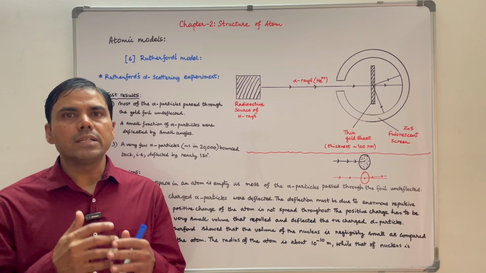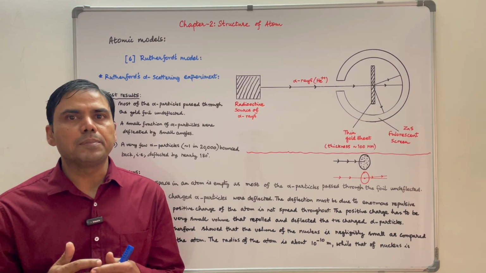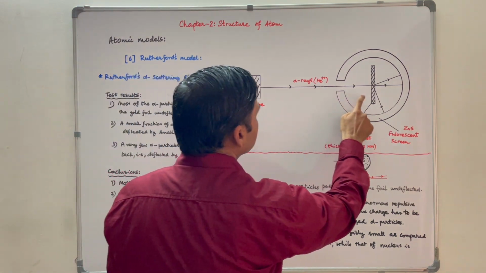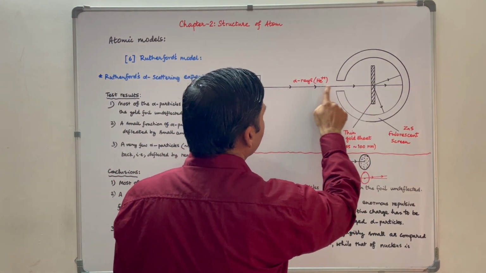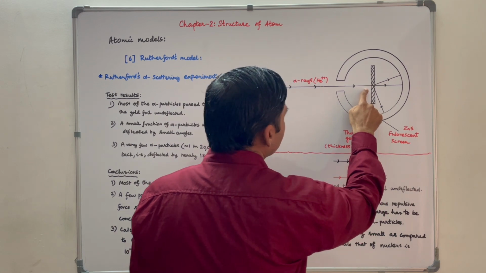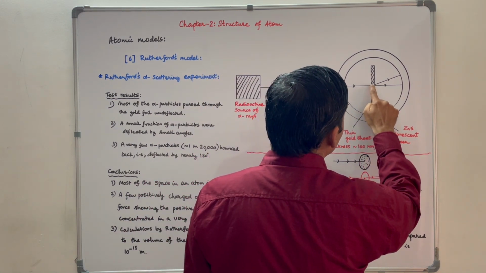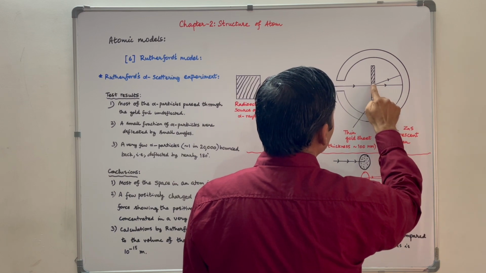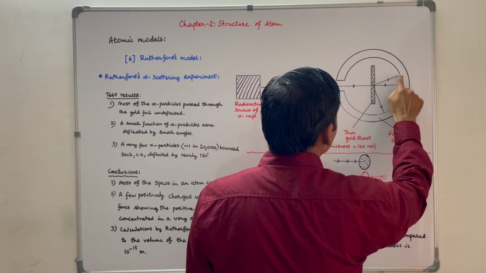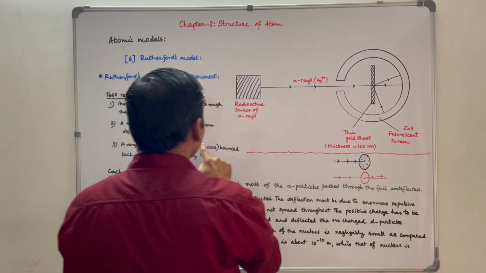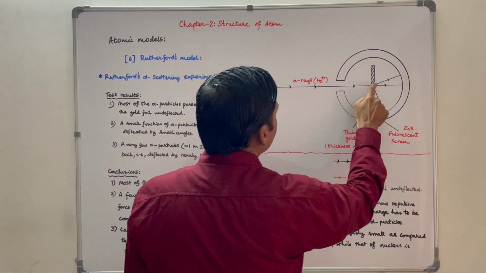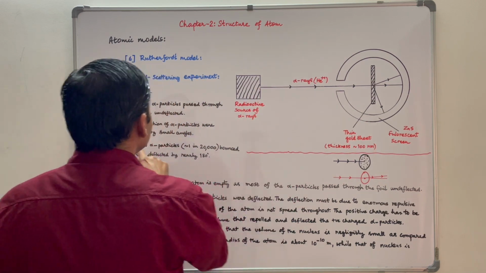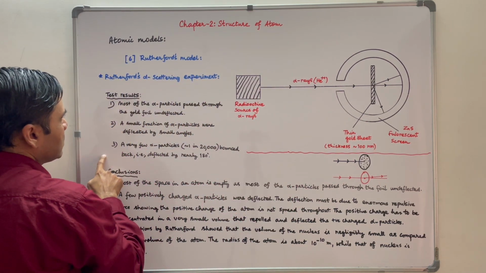It was based on his alpha scattering experiment. This was his experimental setup, in which a thin gold sheet was bombarded by alpha rays. He observed that most of the alpha rays went straight through undeflected. Very few alpha rays were deflected by a small angle, and very rare, 1 in 20,000, were bounced back, means deflected by 180 degrees. These were not the expected test results.